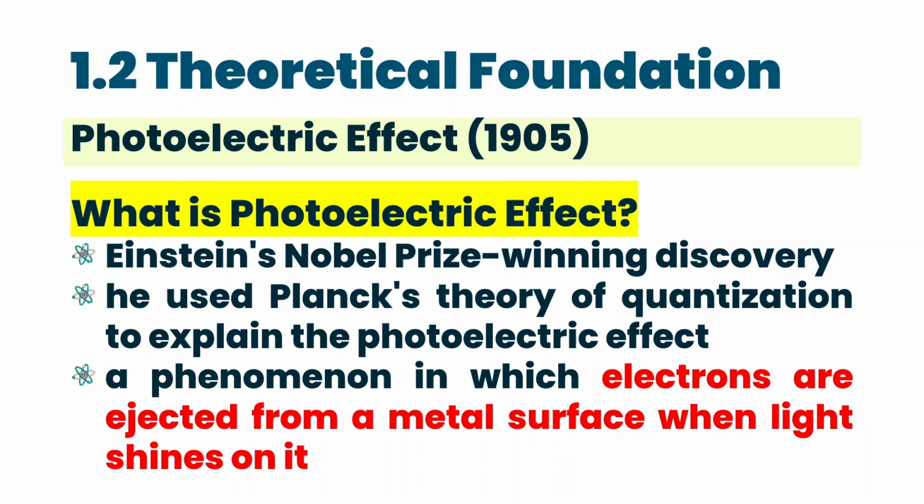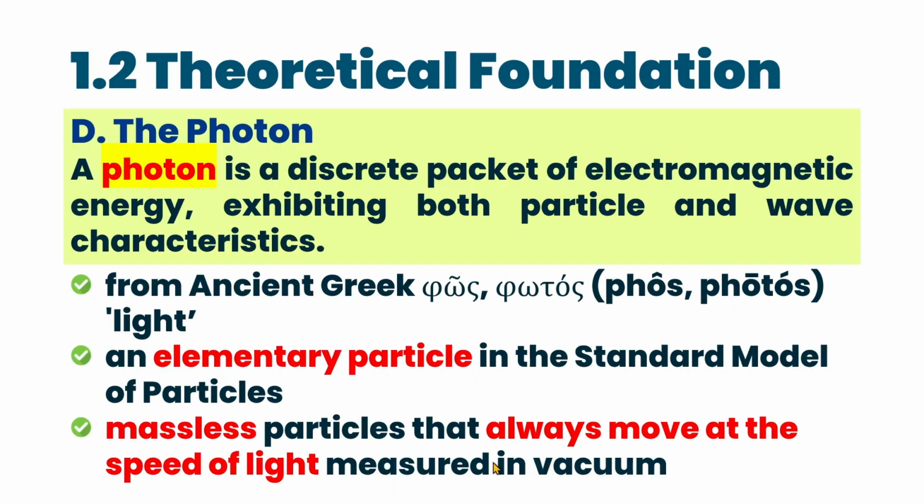So basically, light acts like it's made of tiny energy packets, or photons. And when one of those photons hits the metal with enough energy, it ejects an electron. A photon is a discrete packet of electromagnetic energy exhibiting both particle and wave characteristics. It comes from the ancient Greek word phos or photos, which means light. It's an elementary particle in the Standard Model of particles, which we will discuss later in this course. It is massless and it always moves at the speed of light measured in vacuum.